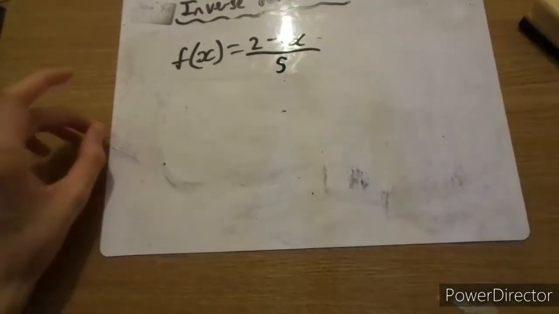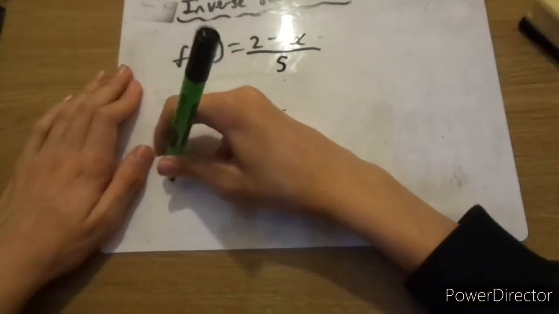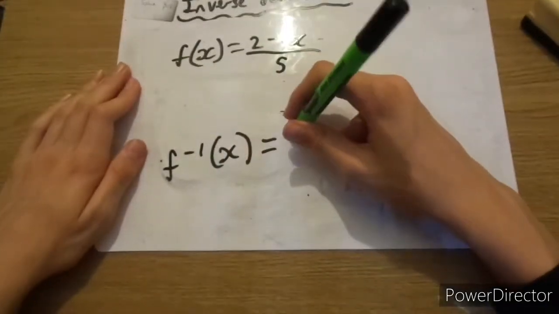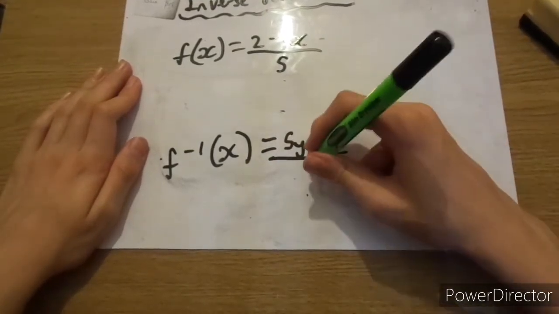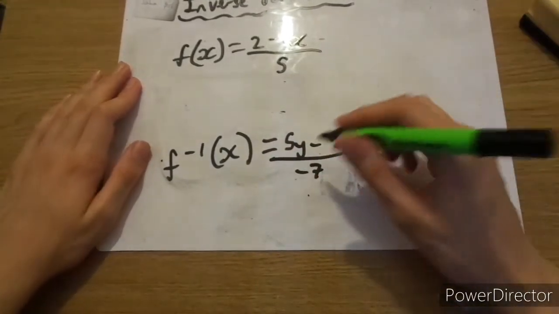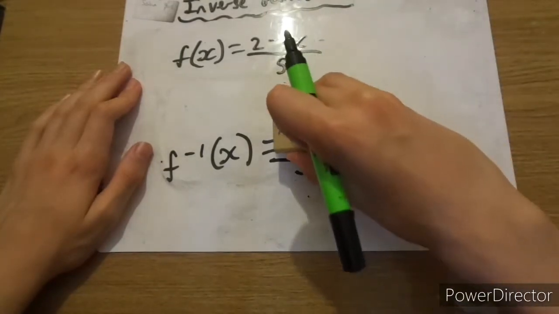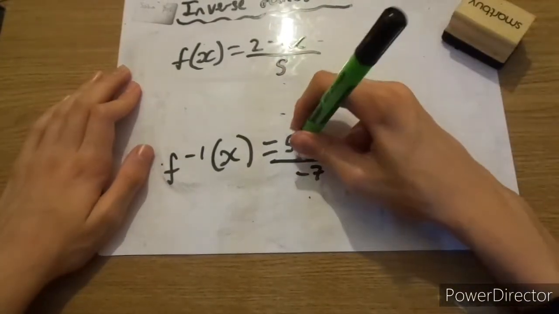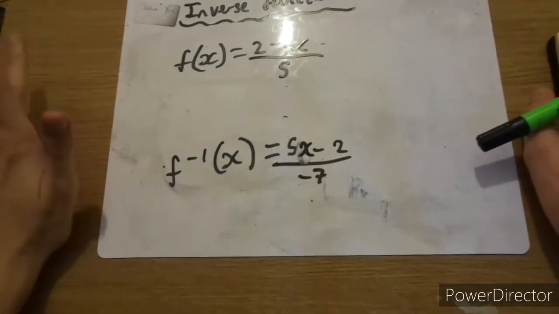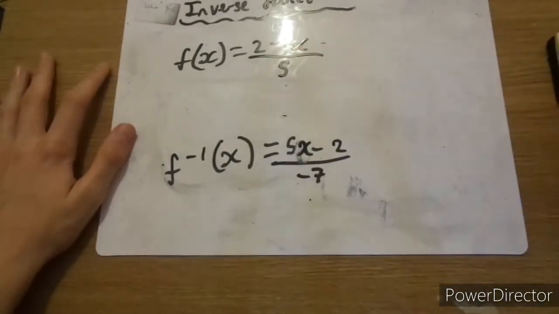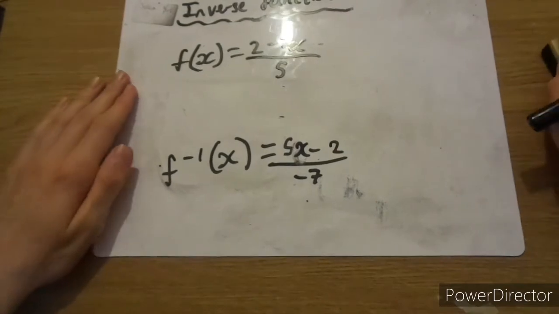So what you should do when you get that answer is write f to the power minus 1 of x. So you just write it like that, then instead of the 5y minus 2 over minus 7, you replace the y with the x. So it would be 5x minus 2 divided by minus 7. I hope it makes sense.